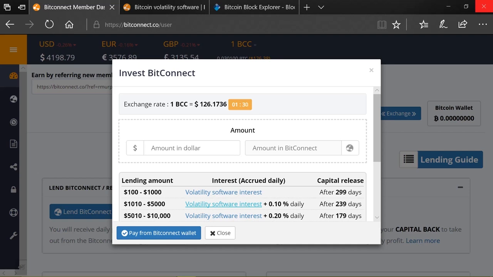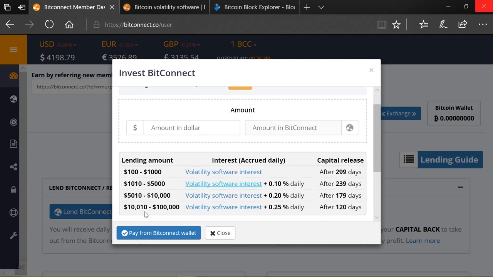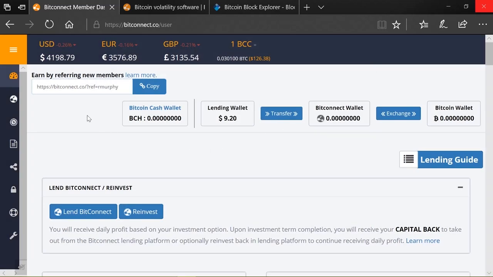Everything over $5,010 to $10,000 you get 0.2%, and you get it back after 179 days. And then if you invest $10,010 up to $100,000, you get 0.25% extra per day compound interest, and you get your principal back within 3 months. So it encourages you to save, it encourages you to reinvest, and that's just one part of the system. There are 6 areas on this system that will allow you to make money, invest, and consolidate money that's in there. So let's go to the next part, which is the market.